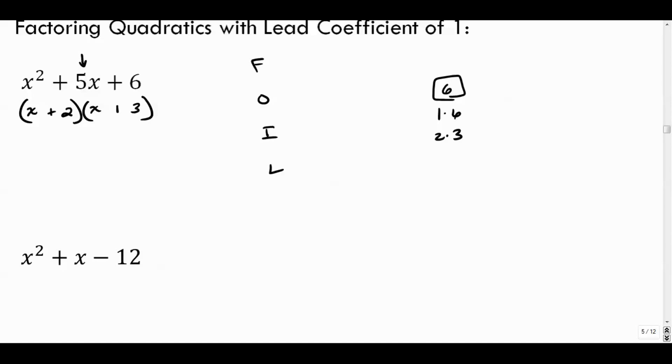This is going to be a plus here and a plus here, and to check that, just use your FOIL. So we'll go first times first, outside, inside, and last. Combine these two, you get 5x, and that works.